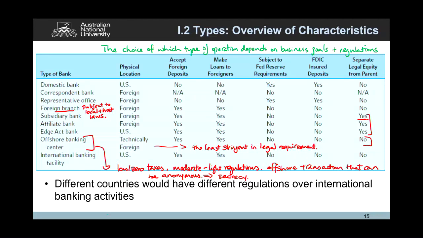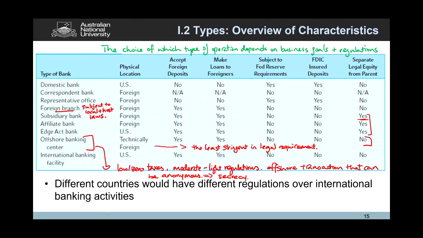So the idea here is, if you're a US bank and you're not allowed to do something in the US, are you going to be able to do it in a different country? The question is twofold. However, if you operate on foreign soil as a branch, you are subject to a little less, because you don't have to be subject to some of the regulations in the US.